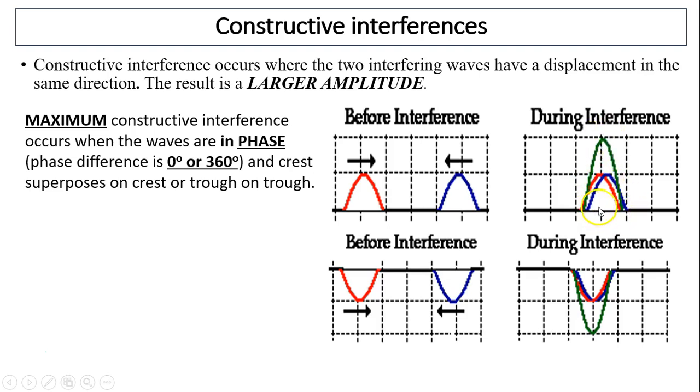It's just gray. Now after, they will be traveling in the same way. The red will go to the right. The blue one will go to the left. And the same thing can happen for trough and trough interfering. You have a bigger trough. So when does constructive interference occur? Constructive interference occurs when waves are in phase. That means they are 0 degrees or 360 degrees apart, or 1 lambda apart, or 2 lambdas apart. One wavelength or 2 wavelengths apart, and so forth.